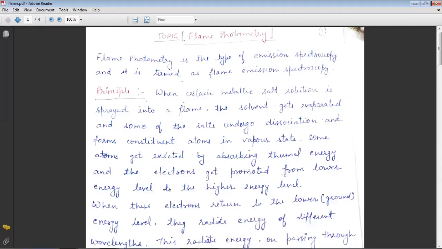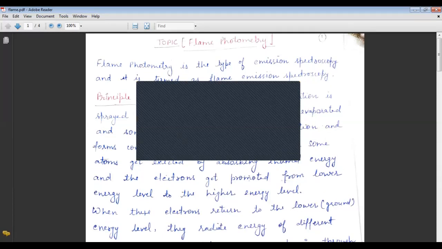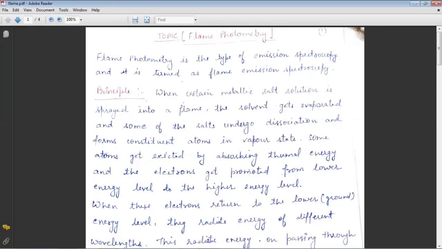Now the topic of my lecture is flame photometry. As we know, we are discussing spectroscopic methods. In spectroscopy we have already discussed the basic information of spectroscopy, then ultraviolet spectroscopy, then infrared spectroscopy, and we also discussed NMR spectroscopy. Now we are discussing flame photometry, which is another topic related to the spectroscopy method.